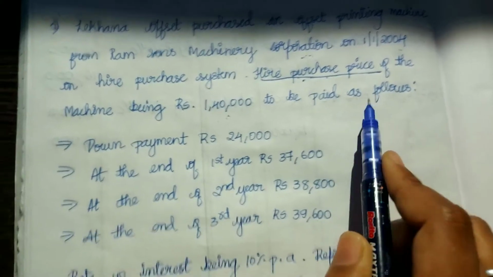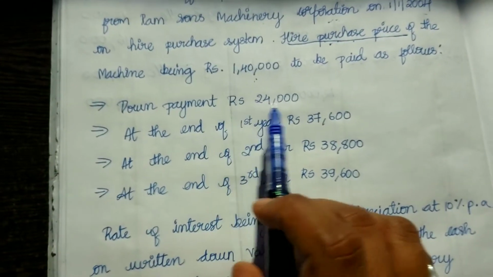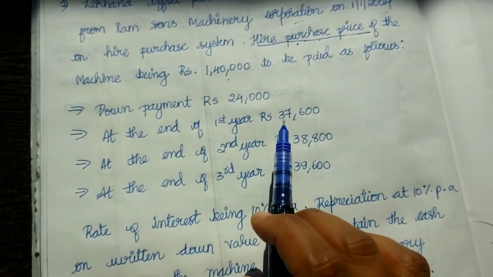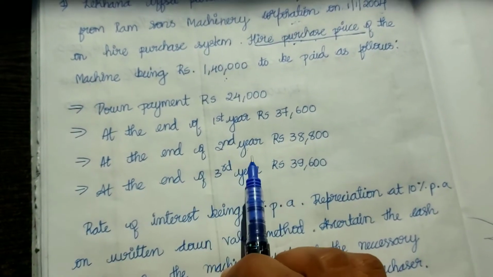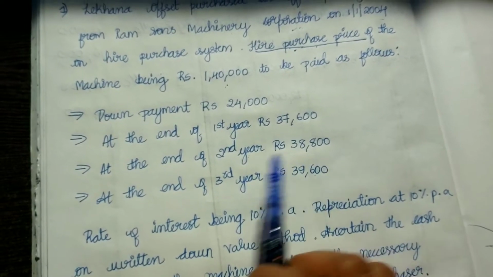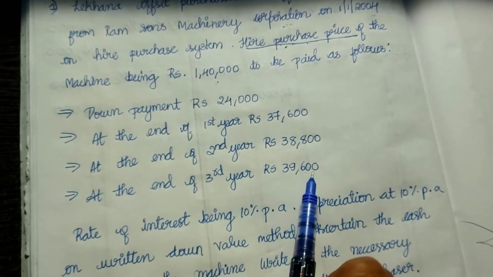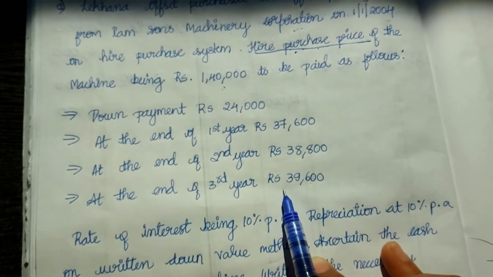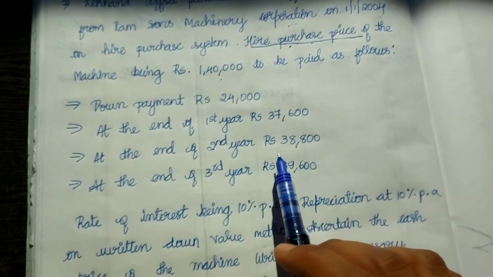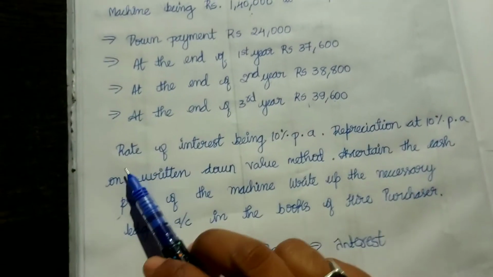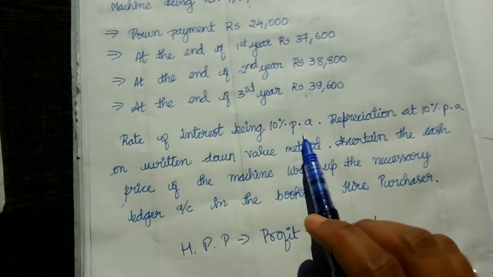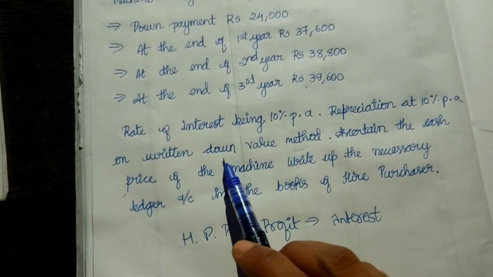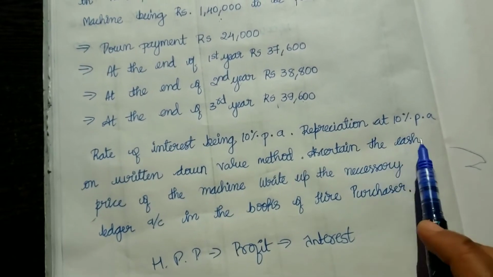To be paid as follows. They have given you a down payment of 24,000. At the end of the first year, they are paying 37,600. At the end of the second year, they are paying 38,800. At the end of the third year, they are paying 39,600. So these are the 3 installments they are paying, and this is the down payment amount. The rate of interest is 10% per annum, depreciation at 10% per annum on the reducing balance method. Ascertain the cash price.